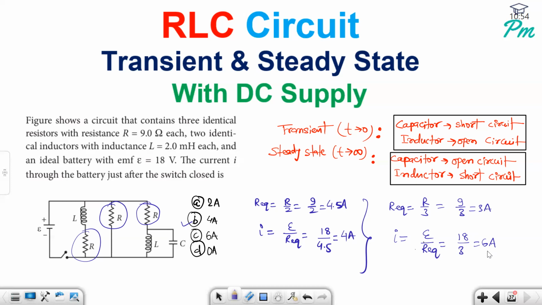So it may be in the question, find the current when switch is closed. Find the current after long time when switch is closed. So it will be 6 ampere in that case.